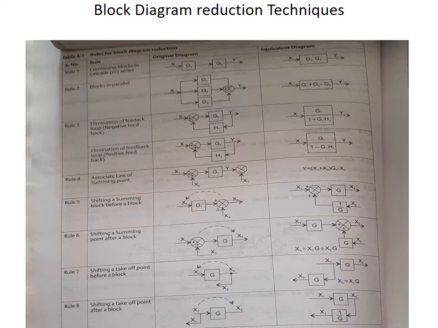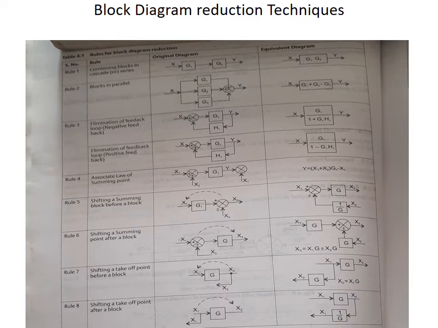Again, the second rule: blocks in parallel. Here all 3 blocks are connected in parallel. Parallel in the sense that the signals flow through all the blocks from input to output. If they are connected in parallel, the overall transfer function is nothing but the addition of all the 3 parallel path gains, that is G1 plus G2 plus G3. This is for blocks connected in parallel.